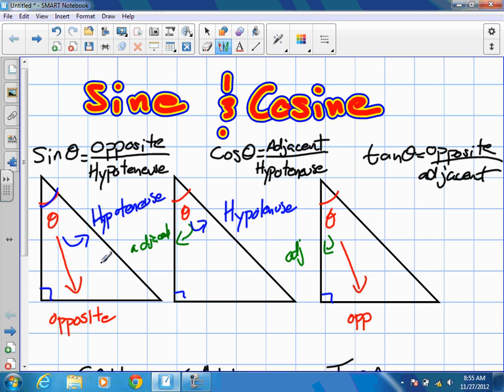If I was at the angle down here, then the opposite side would have been over here, but the hypotenuse stayed the same. If our angle was down here, the adjacent side would now be down here, but our hypotenuse would be the same. And if we're talking about this angle here, this would become the opposite, and this would become the adjacent. Okay? So it changes every single time. We must make sure we know what angle we're referring to in order to use these primary trig ratios.